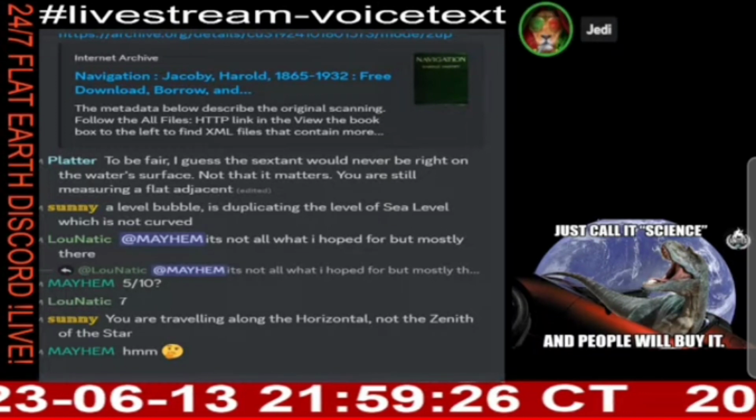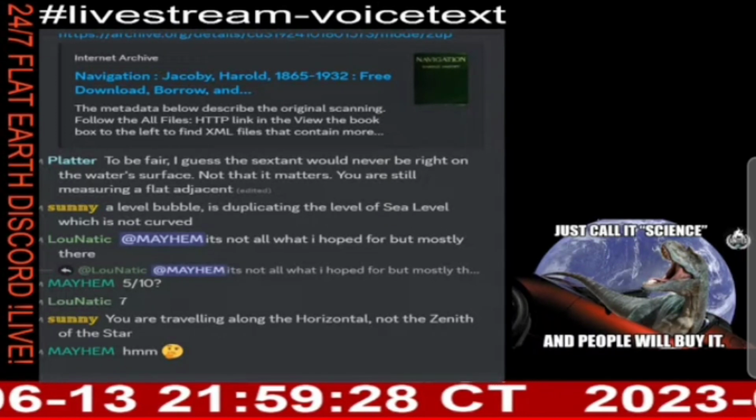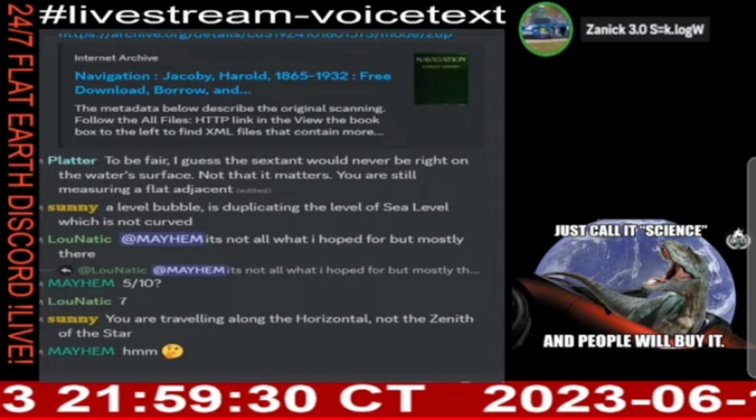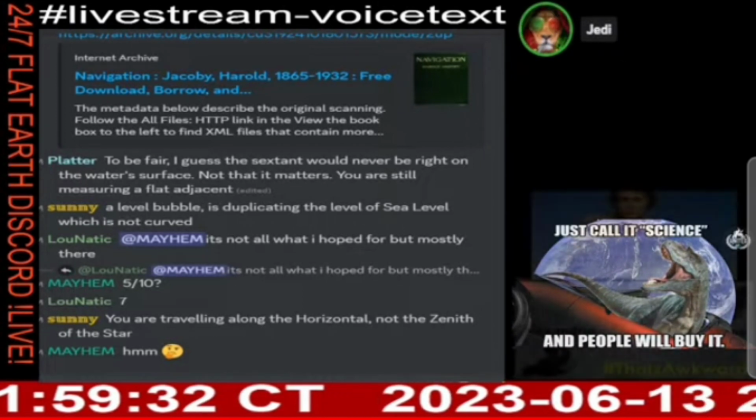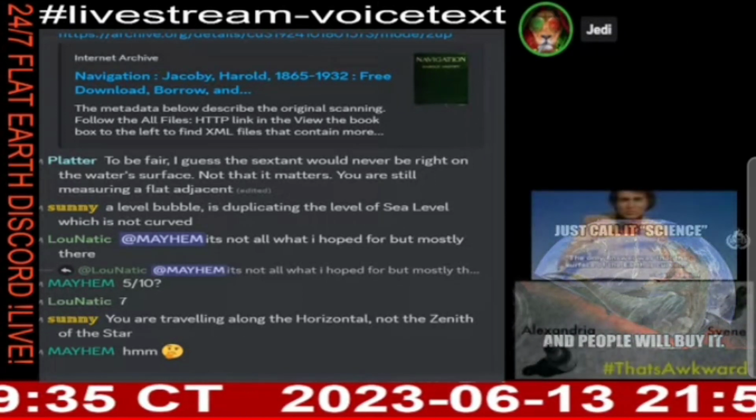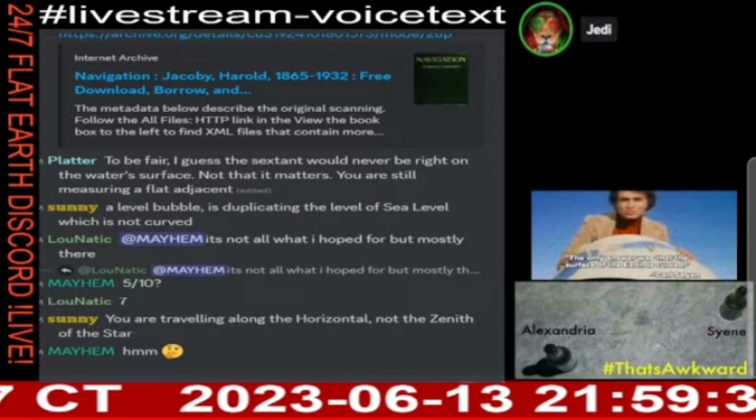So what do we do with a sextant on a boat? Well, now we're looking at the horizon. We're looking at dip angles. Awesome. Yes. Awesome. So without your dip angle, man's going to put the sextant on the floor.